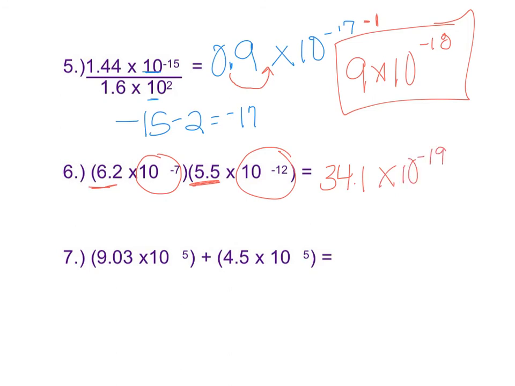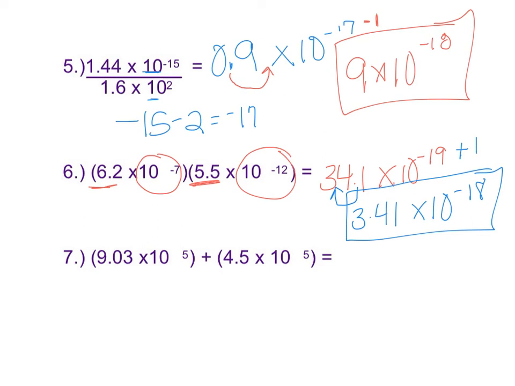Now, 34.1 is too large, so we're going to move our decimal point backwards a spot, right? We're going from a number that's too large to a number that's small enough to be in scientific notation. We use positive exponents in this case, so we're going to add 1 to our existing exponent to give us an answer of 3.41 times 10 to the negative 18th.